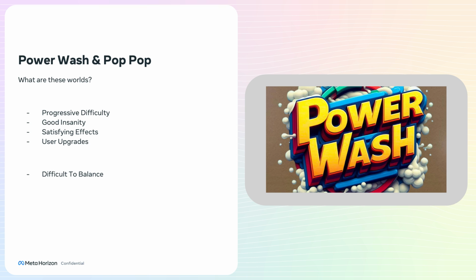Relatively simple game mechanics. The thing that makes these similar is that they both have progressive difficulty. The longer you play Pop Pop, the more the balloons get harder and bigger and larger. And in Power Wash, the harder the gunk gets and the harder it is to clean off. And you have to level up. Your Power Washer gets leveled up, and in Pop Pop you have these playful guns that get leveled up. And eventually it creates what I call good insanity, where things are just kind of crazy.